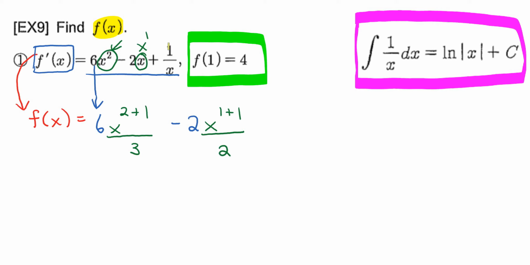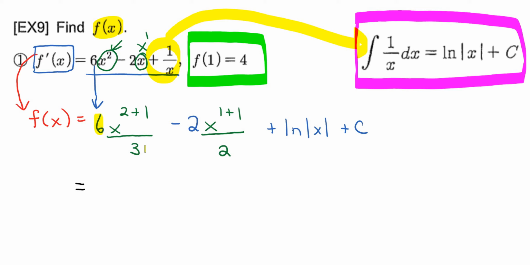And then finally over here I have plus 1 over x, and if I use my reference sheet, my formula there, the antiderivative of 1 over x is ln x plus c. So now I have plus ln of the absolute value of x, plus c. From there, let's go ahead and simplify this. 6 divided by 3 is 2, so this is going to be 2x to the power of 3 minus, and then 2 divided by 2 is 1, so this would be negative x to the power of 2 plus ln of the absolute value of x plus c.